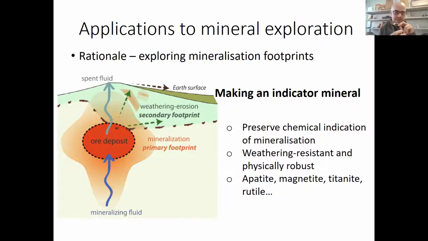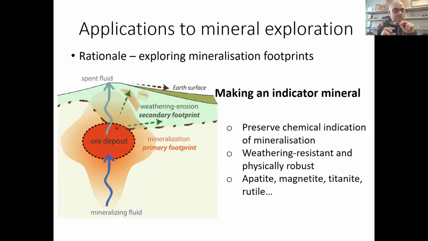The characteristics of these minerals being deposited will be a function of the fluid composition, the temperature, pH, and so on. And over the years, geologists have become quite good at identifying mineral paragenesis, textures, and distribution, so that now we can use this primary footprint as a vector towards the center of the system, a vector towards the mineralization.